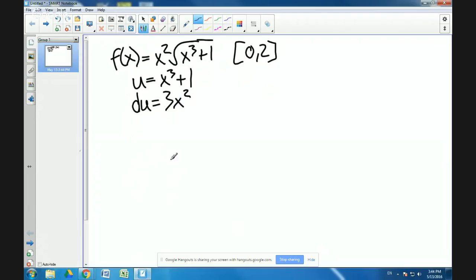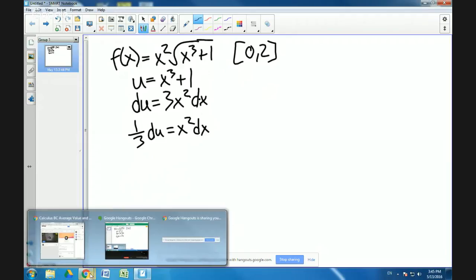So our u is going to be x cubed plus 1. And so you get 3x squared, and then the x squared in front for f of x. So really, du equals 3x squared dx. Okay, so you can divide it by the 3 on both sides. So you have 1/3 du equals x squared dx. As you can see, the x squared matches what is in front of our f of x. So that takes care of that.